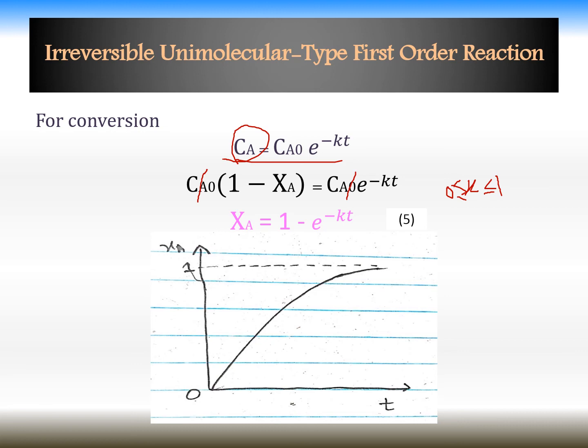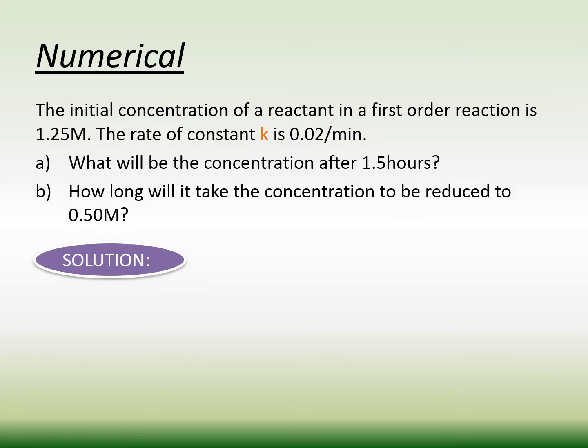Now we will discuss some numerical problems related to what we have learned. Let's consider a problem regarding a first order reaction. The initial concentration of a reactant in a first order reaction is 1.25 molar. The rate constant k is 0.02 per minute. Part A asks what the concentration will be after 1.5 hours. Part B asks how long it will take for the concentration to be reduced to 0.50 molar.